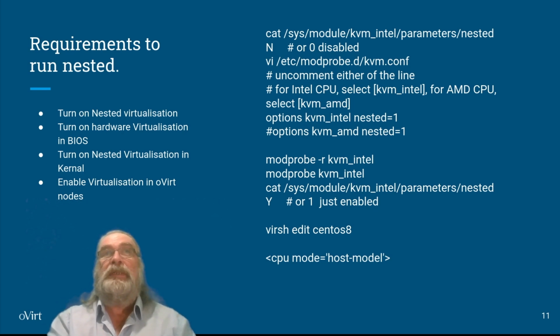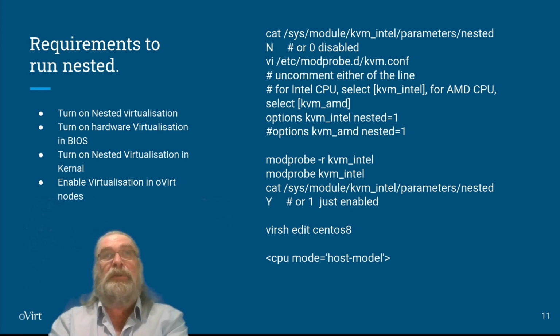So to test whether we've got nested virtualization enabled, we can cat the nested parameters feature in the sys module, and that should come back. If it's disabled, it should come back with an N or 0.